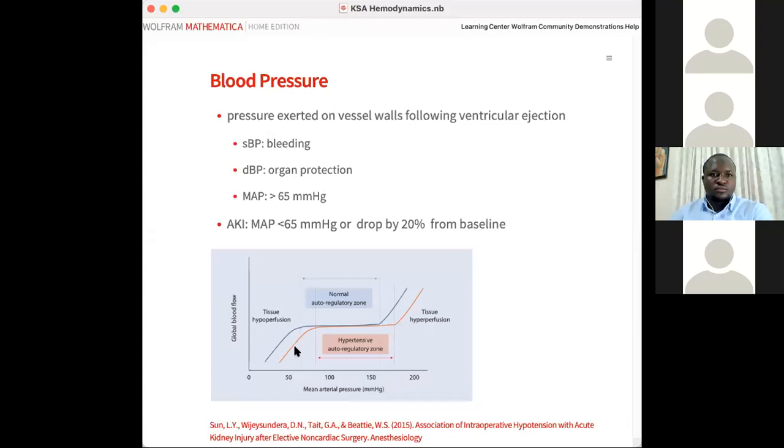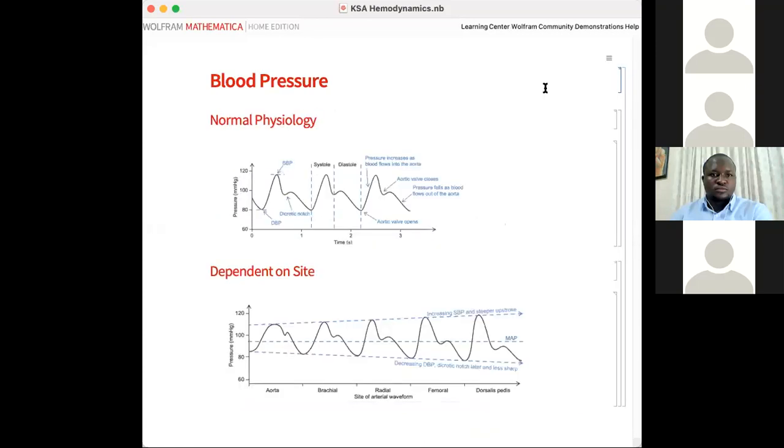But look at a patient who is hypertensive, they're already used to higher pressures. So basically their autoregulatory curve is actually shifted to the right. So it means they may need higher mean arterial pressure compared to patients who are not hypertensive. So it's very, very important to know which patient you're dealing with so that your targets of blood pressure are sort of tailor-made to the kind of patient that you're looking at.